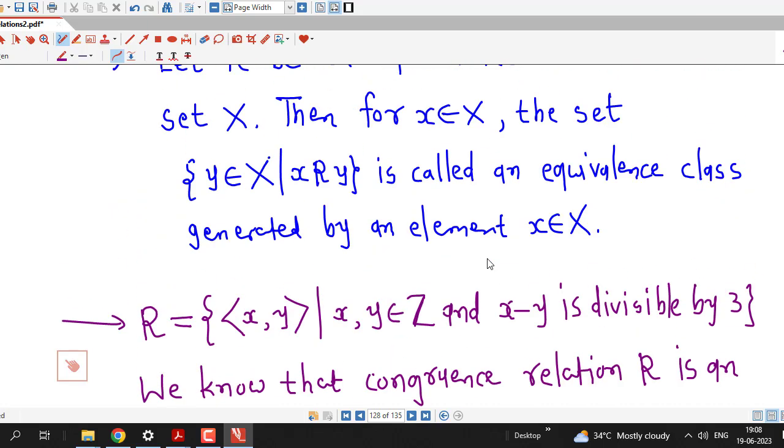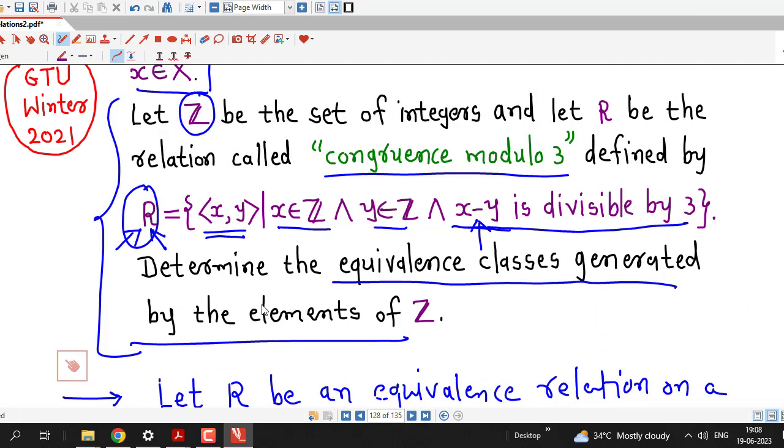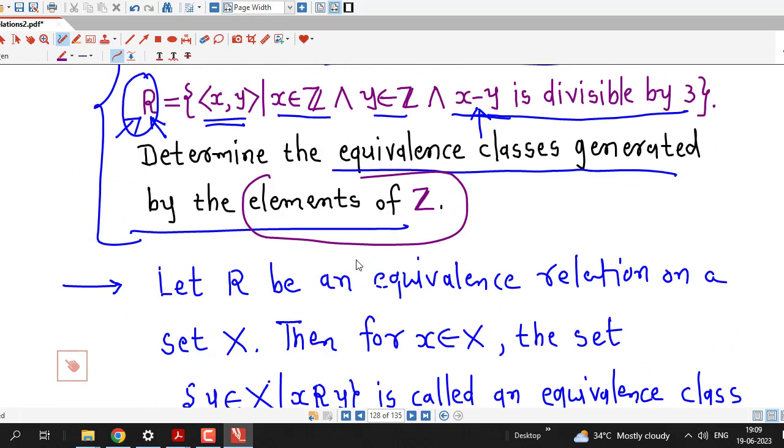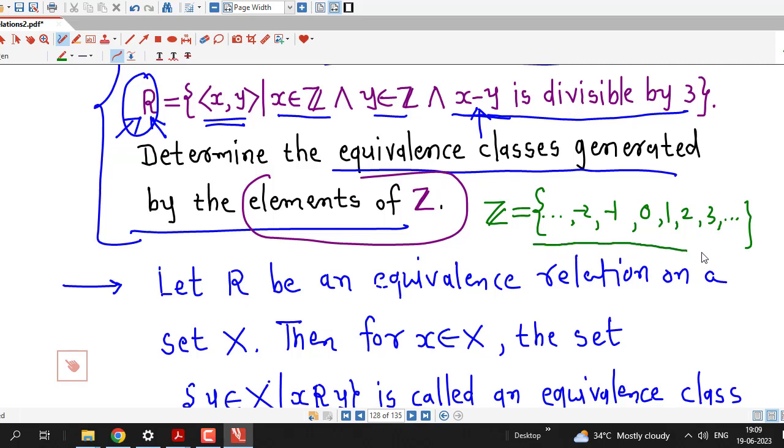Now we have to decide the equivalence classes generated by the elements of the set of integers. We know that in this set of integers we have an infinite number of elements. We have positive integers as well as negative integers and 0. Here I have an infinite number of positive integers, and here on this side I have an infinite number of negative integers. So we have to decide the equivalence classes generated by all these integers.